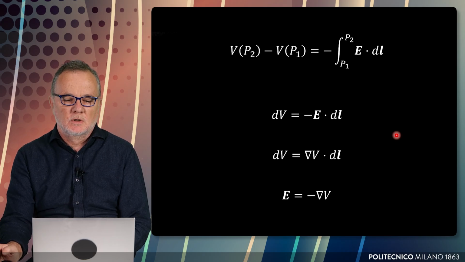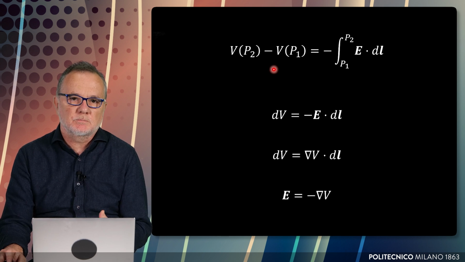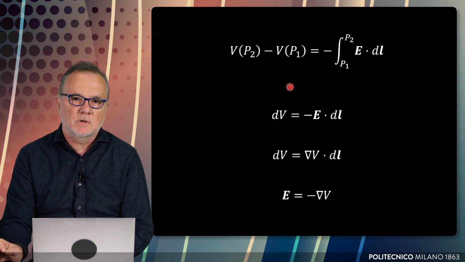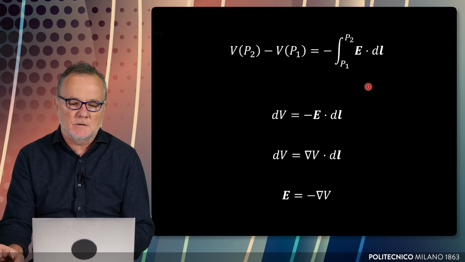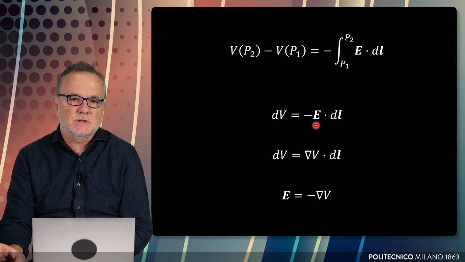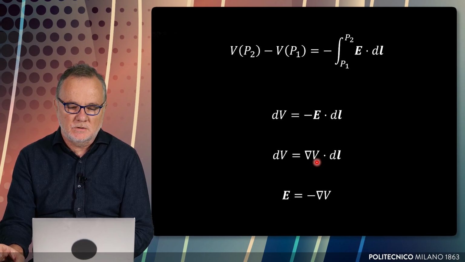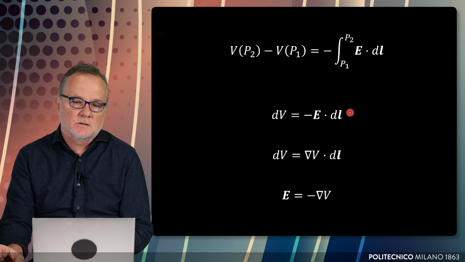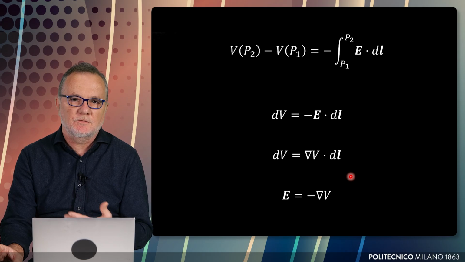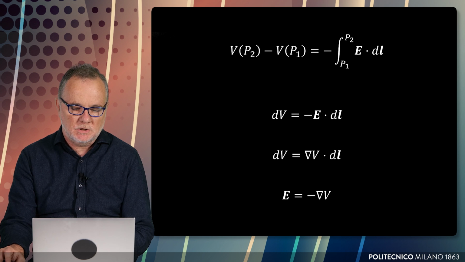So the definition of the electrostatic potential, V computed at point P2 minus V computed at point P1, is minus the line integral from P1 to P2 of the electrostatic field along the line. So the increment dV along a differential dl is simply minus E dot dl. And this can also be written as the gradient of V times dl, from which we derive the expression of the electric field that we already anticipated previously. The electric field can be written as minus the gradient of a scalar function that is called electrostatic potential.